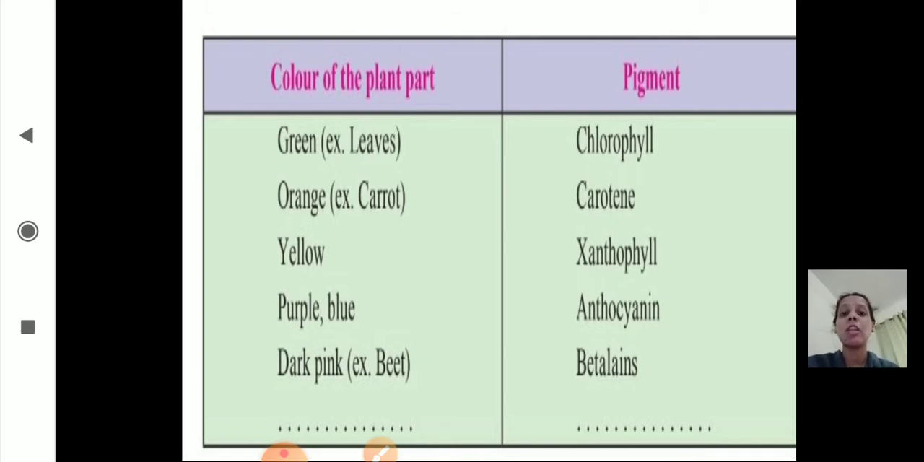Because of these pigments only, plants get their color. Because of the chlorophyll the plants get green color. Because of the carotene the plants get orange color, for example carrot. Next, xanthophyll gives yellow color. Anthocyanin gives purple or blue color. And betaline gives the beet its dark pink color. So this is about pigments and the color of the plant parts.